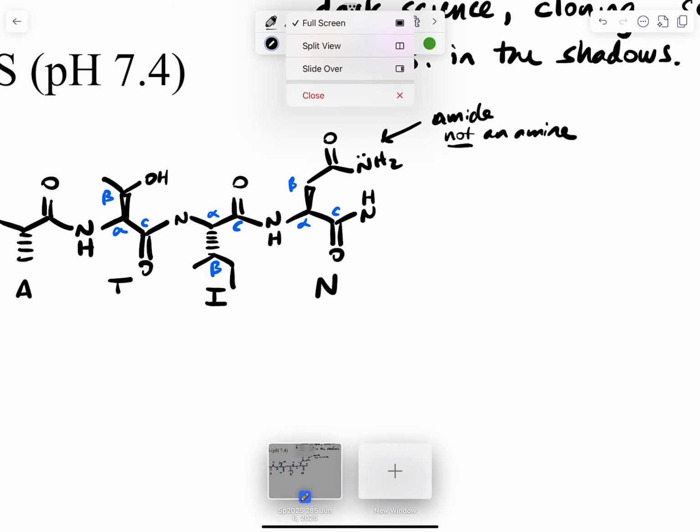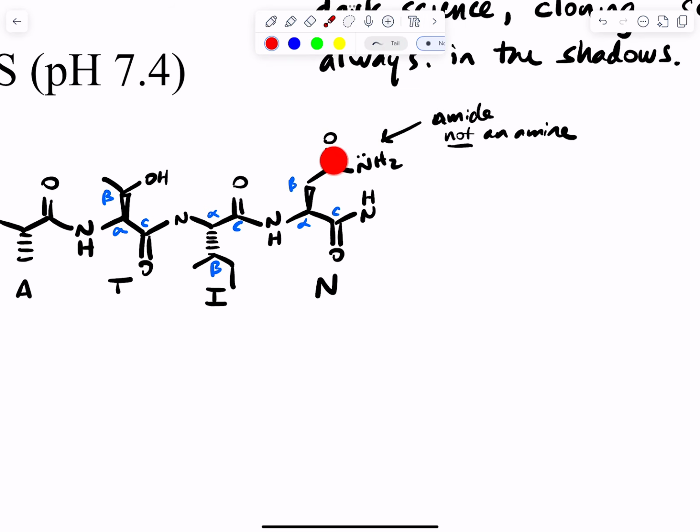Because the lone pairs on the nitrogen are delocalized with the adjacent carbonyl oxygen. They're involved in resonance. So asparagine is not very basic, so it doesn't act like an amine. It does not pick up a proton. That's why its pKa isn't on the list. Okay.